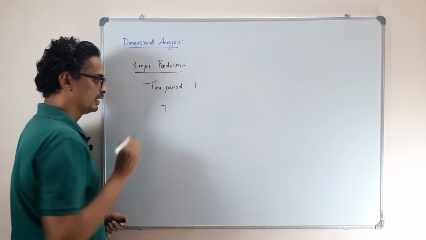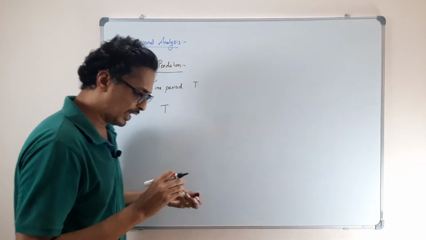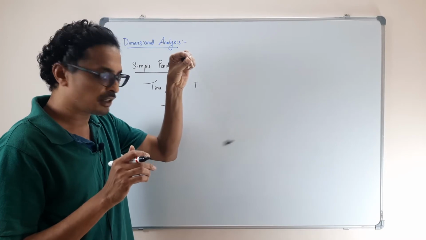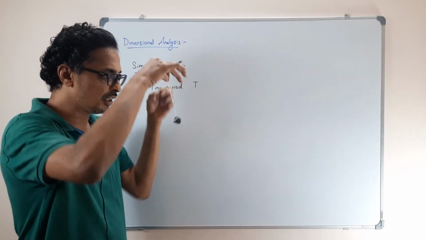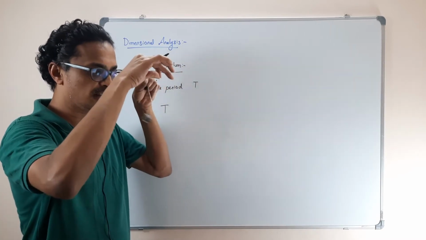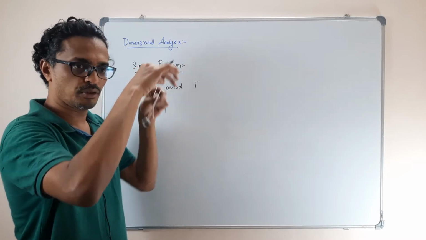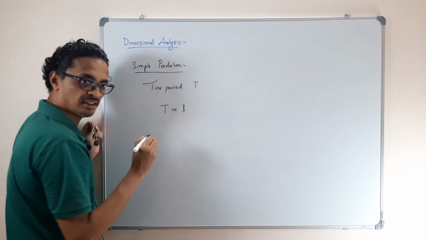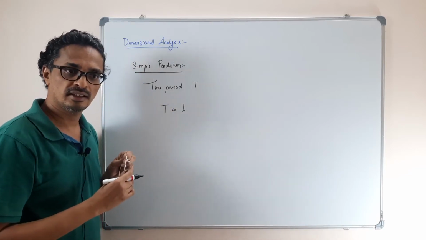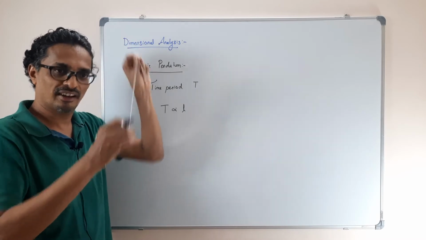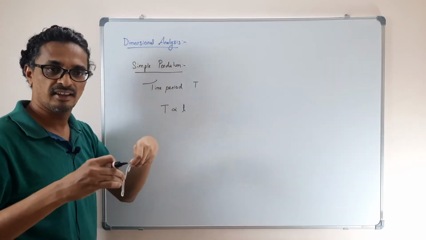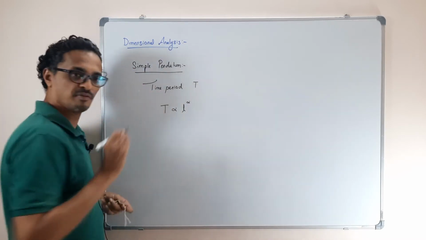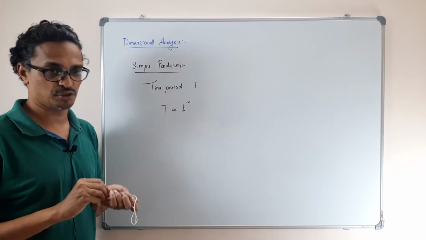What I know is the time period depends upon the length. Am I right? Because I have seen that when the length is longer, it takes a longer time. When I make it shorter, it goes faster, so it takes a shorter time. So somehow this is proportional to length, but I don't know which power of length. It can be L square or L to the power of -2 or -3. No idea. So what am I going to do? Let me write it as alpha. This is the first one.